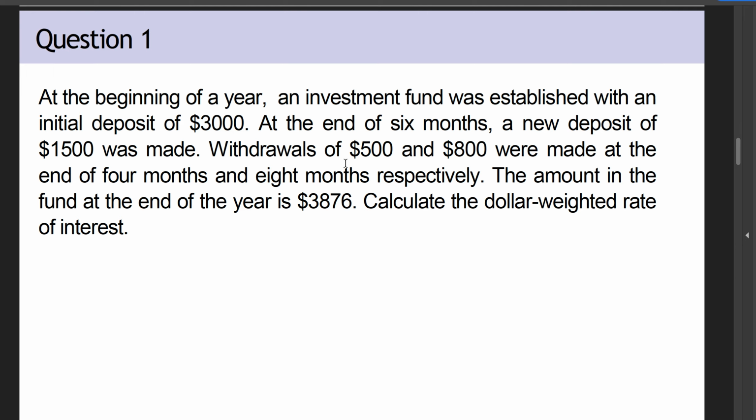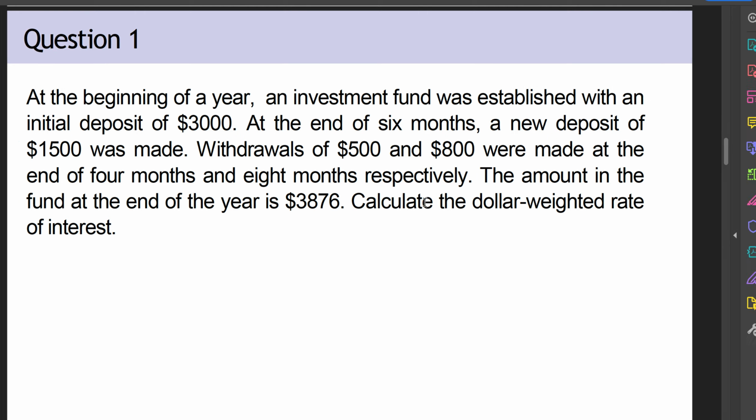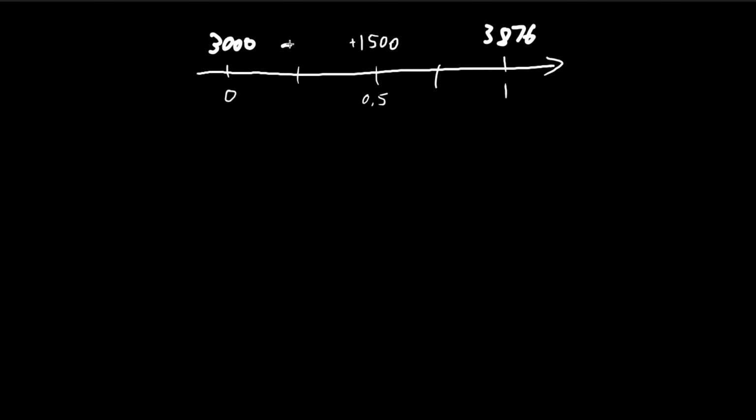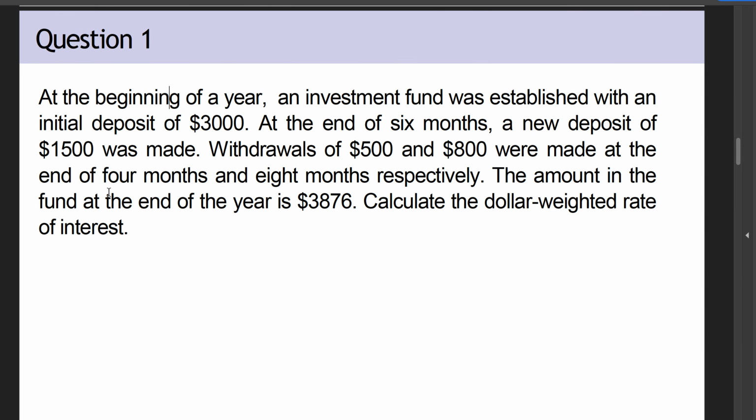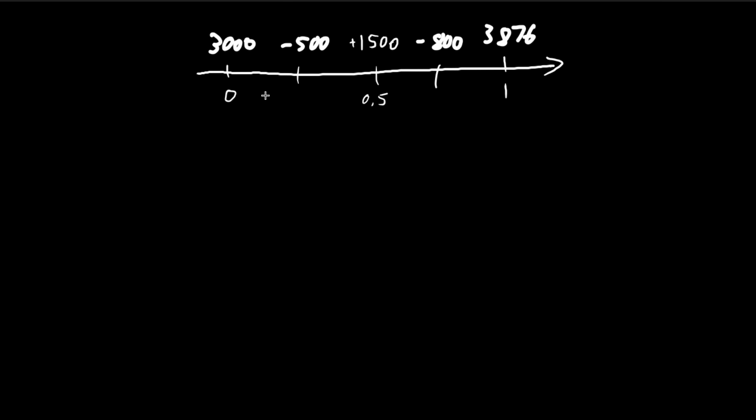And then at the end of 4 months and 8 months, there's a withdrawal of 500 and 800. So there's a withdrawal of 500 and 800, and they're happening at the end of 4 and 8 months. So at the end of the 4th month, that's like 1/3 into the year. This is 2/3.